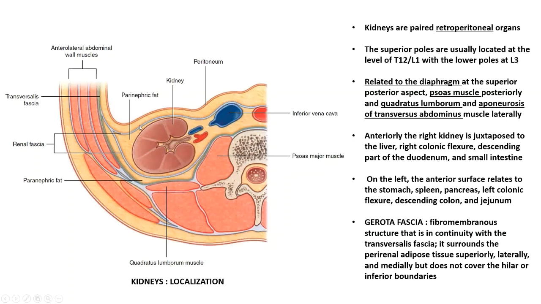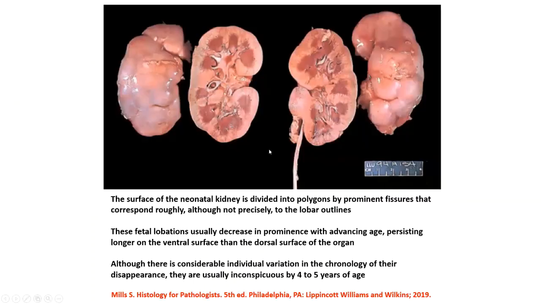If we look at the outer aspect of the kidney, we find that there is a condensation of fascia, a fibromembranous structure, which in turn joins to the transversalis fascia. So this is, in brief, an idea about the localization of the kidney in the body.